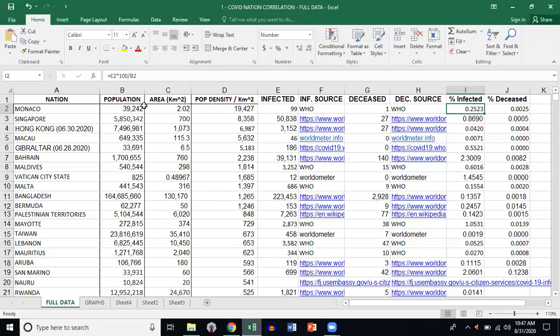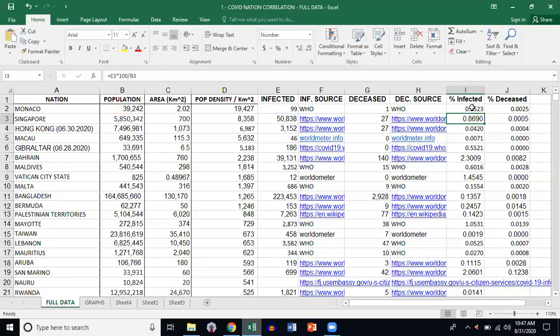39,000 for Monaco. That gave us 0.25%. It's not just 0.25, but it's 0.25% because we already multiplied by 100. So that's a percentage. Anyway, that's how we figured out that percentage. All right, now let me see if I can get out of here. Leave it alone. Good.